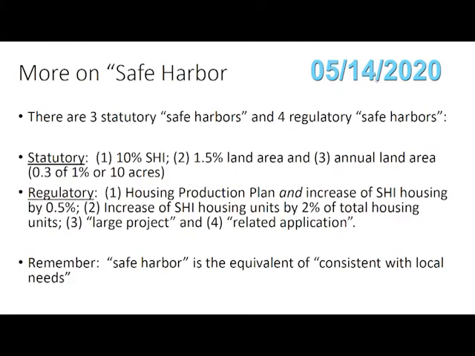The only difference is that some are temporal. They won't last very long. For example, the housing production plan and increase of housing, that's an annual requirement. The 10% SHI will stay until the census changes, for the most part. So some are long-term, some are short-term, but they all have the same equivalency. They block an appeal to the Housing Appeals Committee.